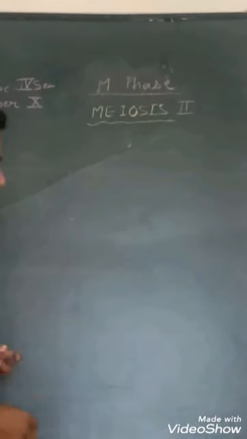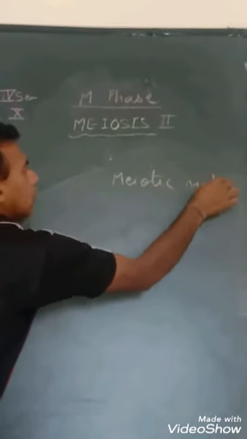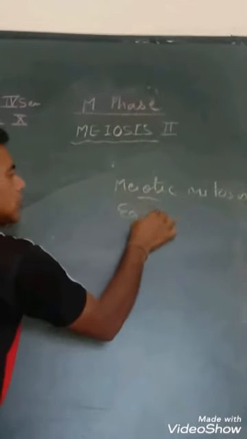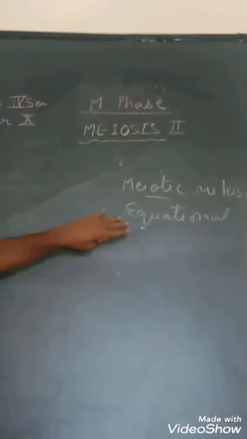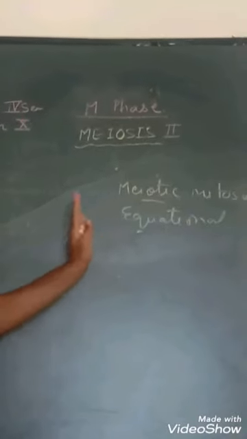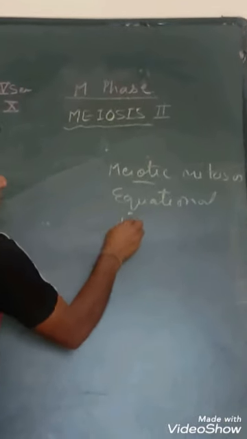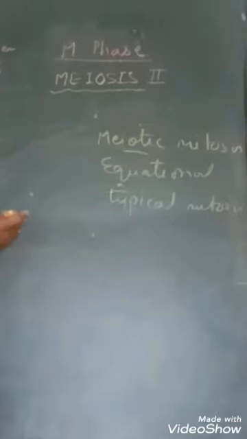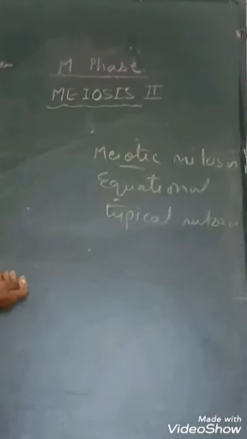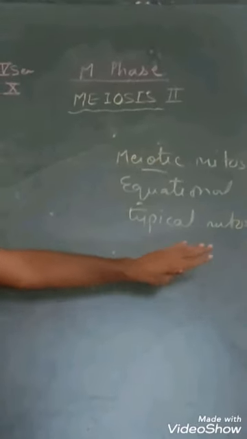It is also known as meiotic mitosis or equational division. Now, why equational? Because here the chromosome number is maintained. This is a typical mitosis, as we have discussed in earlier sessions, and the chromosomes which have already reduced in number simply separate, they segregate from each other.